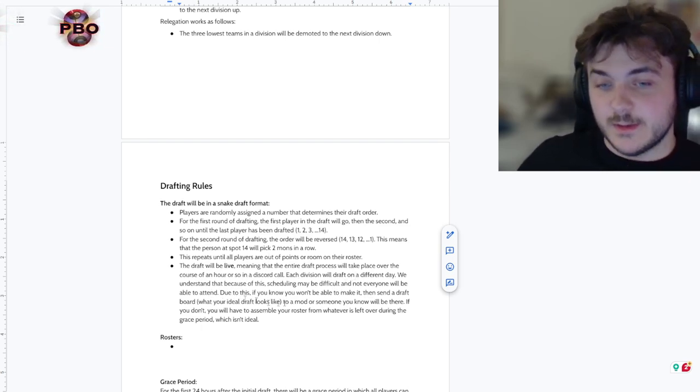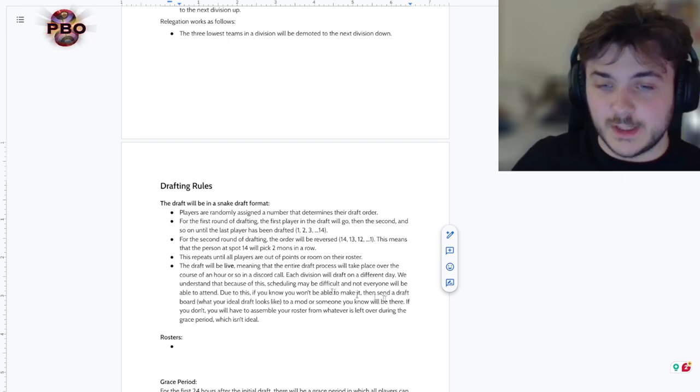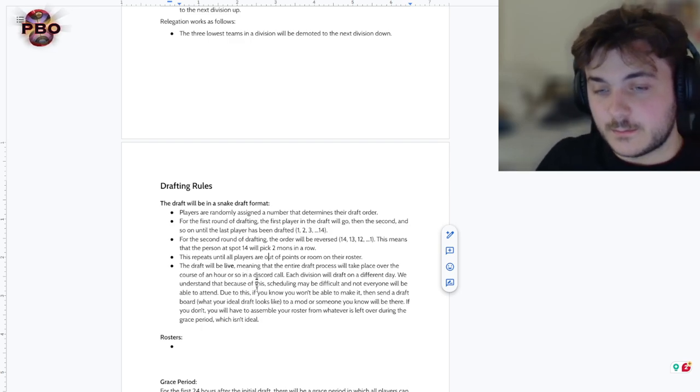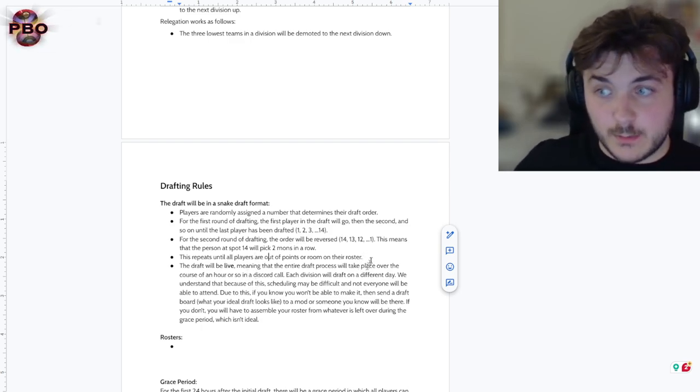showing what your ideal draft looks like to a mod or someone you know will be there. If you don't, you will have to assemble your roster from whatever is left over, which isn't ideal. I promise you, it isn't ideal.